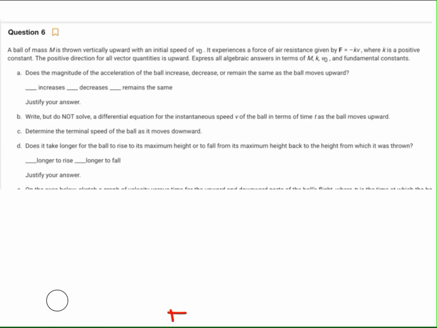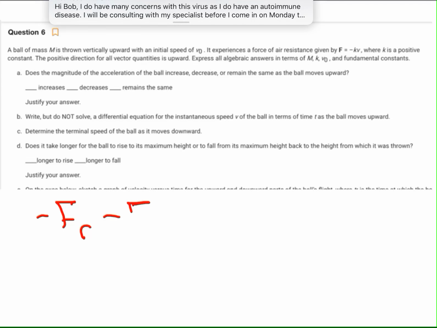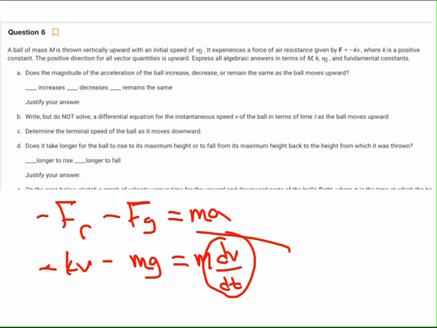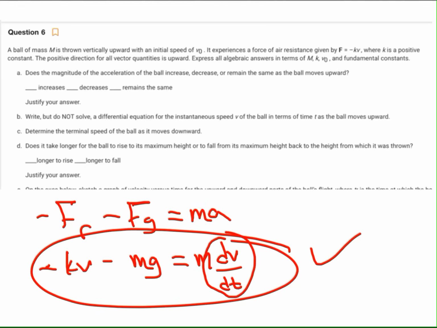Let me erase this. There's got to be a quicker way to do that, but I haven't found it yet. So we have minus FR minus FG equals ma. So minus FR is going to be minus kv, minus mg equals m dv/dt. And as soon as you have this guy in here, surprisingly enough, we're done.